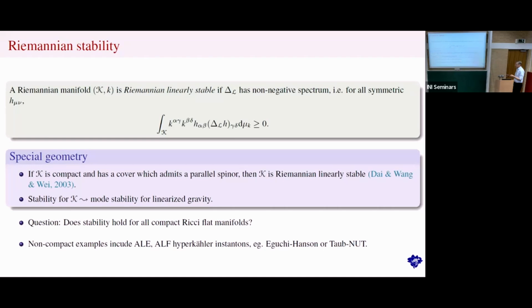And it's still open whether or not this stability holds for all compact Ricci-flat manifolds. This is related to the question of whether there are any compact Ricci-flat manifolds that do not have special holonomy. And that's still open. So all known examples do have this stability property.